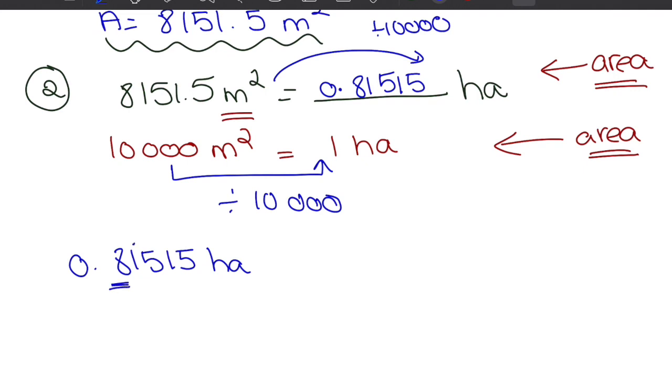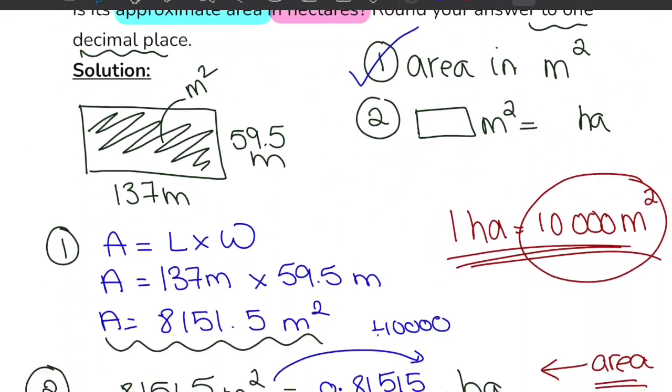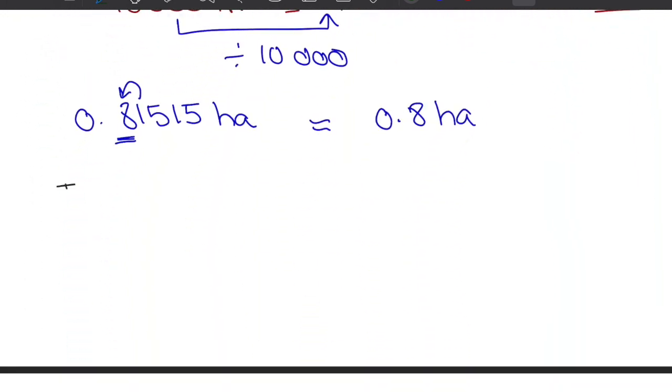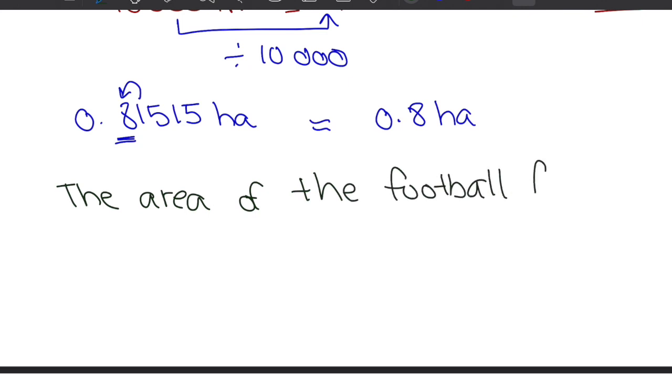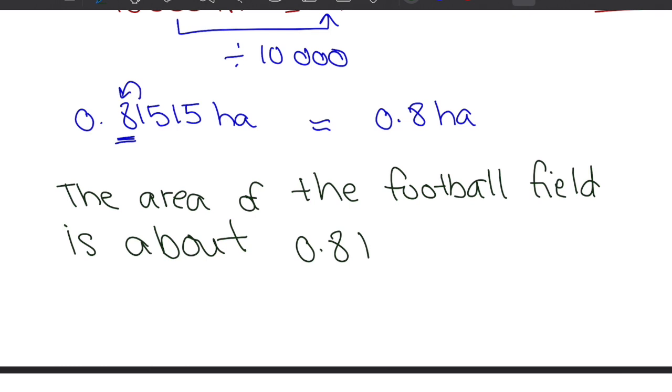But remember, the question says round it to one decimal place. So round it to here. So we will round down. So this is approximately 0.8 hectares. And we're done. Now we just need to summarize it into a sentence. What was the question? Oh yes, the area of the football field. So the area of the football field is about 0.8 hectares. And we are done.